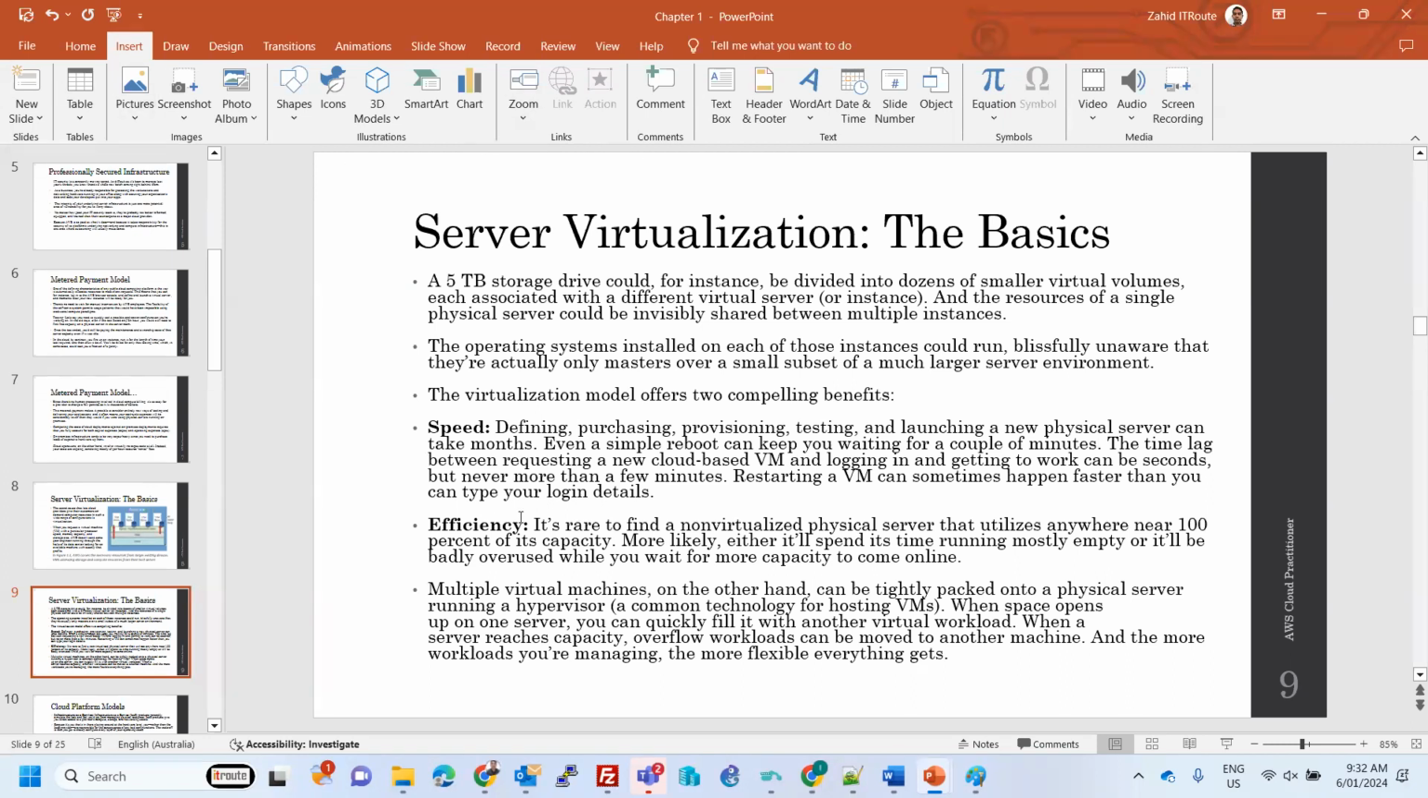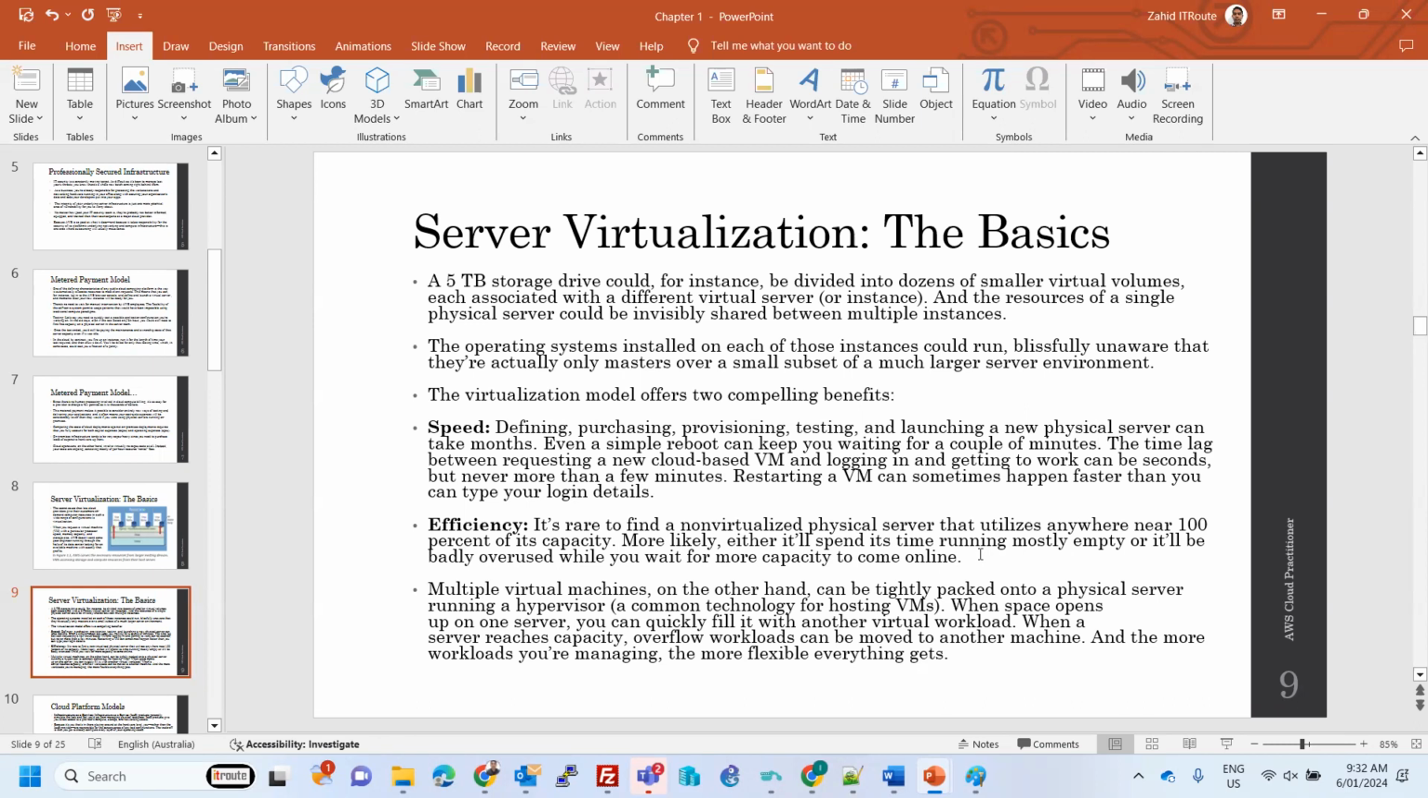Efficiency. It's rare to find a non-virtualized physical server that utilizes anywhere near 100% of its capacity. More likely, it will either spend its time running mostly empty or be badly overused while you wait for capacity to come online. So if you do not do virtualization, let's say this PC may have 1 terabyte of space, but you're not using all of it, just sitting there. But if something happens, then maybe it will need everything.